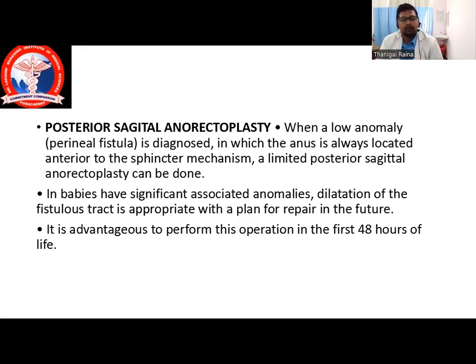So, coming to posterior sagittal anorectoplasty. When a low anomaly, that is perineal fistula, is diagnosed, in which the anus is always located anterior to the sphincter mechanism, a limited posterior sagittal anorectoplasty can be done. In babies with significant associated anomalies, dilatation of the fistulous tract is appropriate with a plan of repair in the future. It is advantageous to perform this operation in the first 48 hours of life.